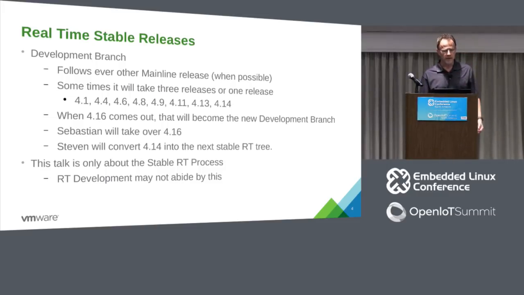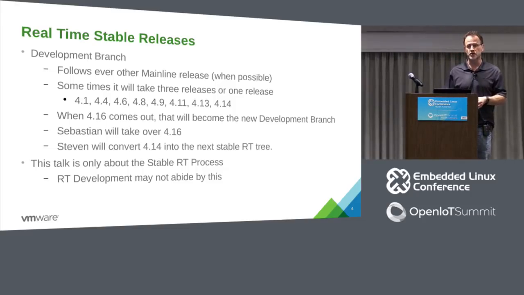So now with the real-time stable releases. Currently we have what we call a development branch, which is right now on 4.14. Sebastian, I'm not going to try to pronounce his last name right now, works with Thomas Gleixner. And he maintains the 4.14 development cycle. So all new code or anything that we need to fix or find problems with happens on the 4.14 release. When 4.14 came out, we started on that and have been working on that for a couple of years.